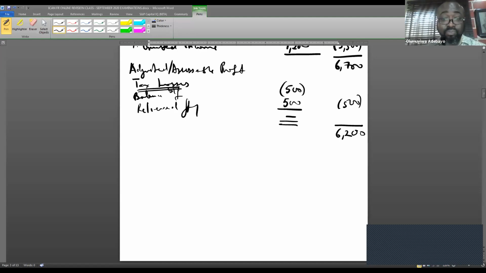Next, we have capital allowance. But peradventure, we are unable to absorb all the losses, any balance that is left will be carried forward to the next year. Next is capital allowance.